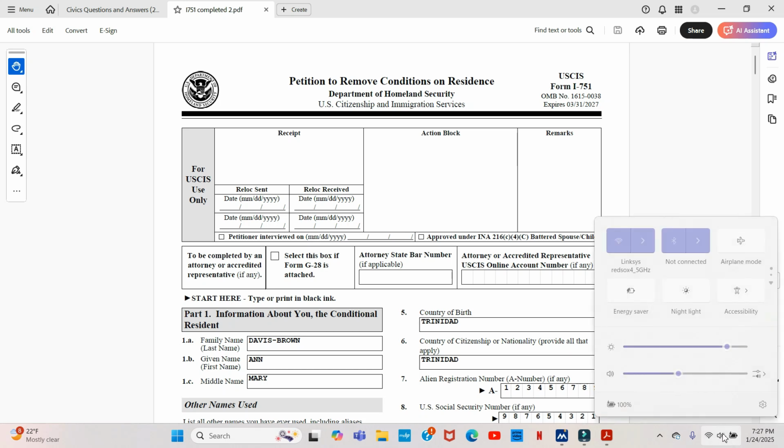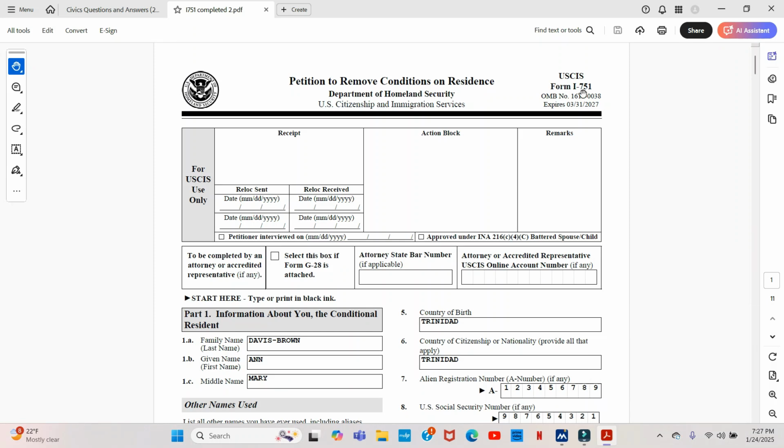And welcome. In this video we're going to be completing Form I-751, Petition to Remove Conditions on Residence. The top section of this form is for USCIS, and this area here is for an attorney if you have one.